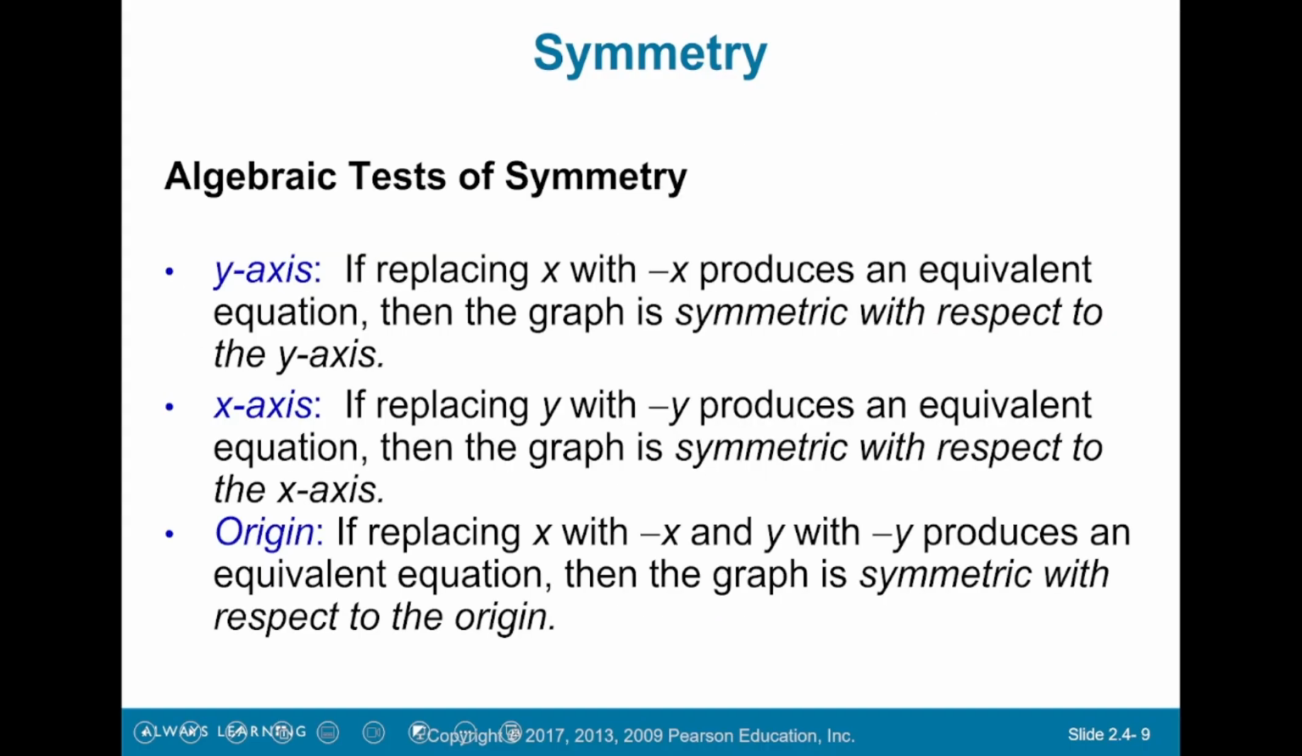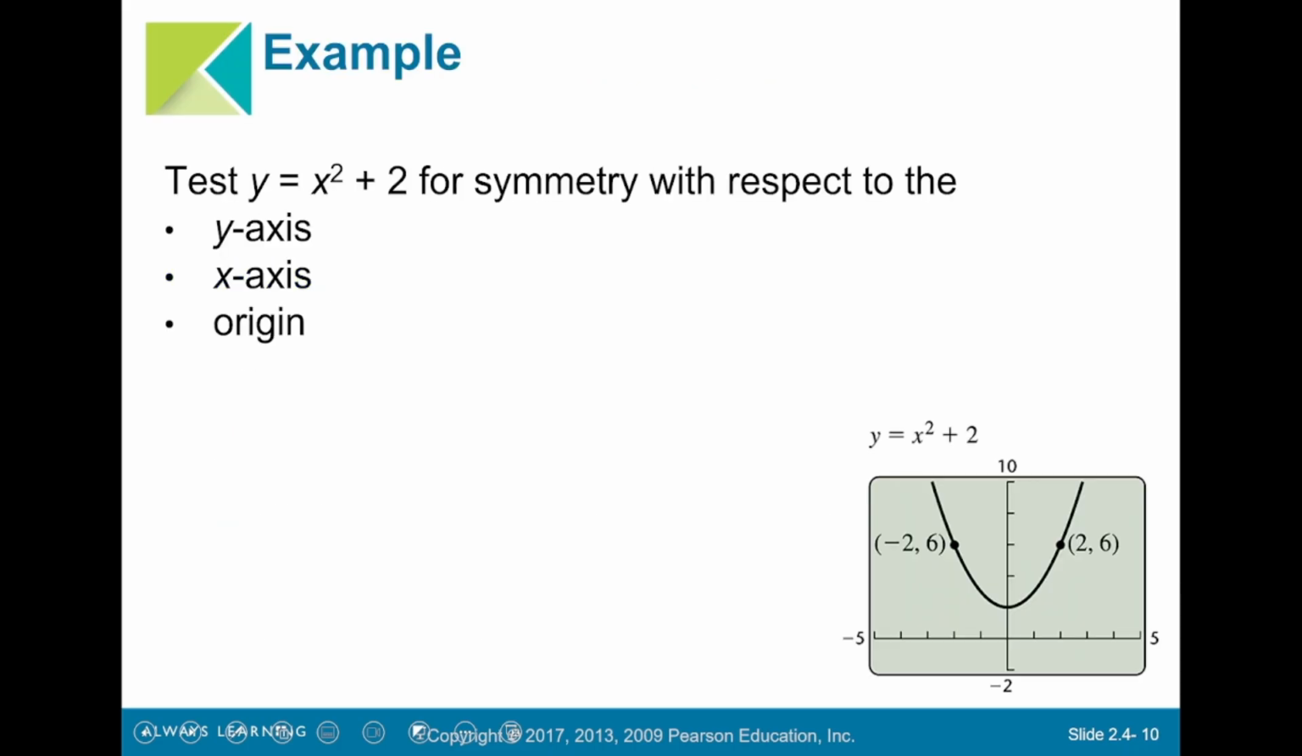So we don't have to always just use graphs to look at these things. We can actually test this with algebra. To test if something is symmetric about the y-axis, you replace x with -x and see if you get the same function. To tell if it's symmetric with the x-axis, replace y with -y and see if it's the same function. And then to see if it's reflected through the origin, replace x with -x and y with -y and see if you get the same function. So let's see an example of that.